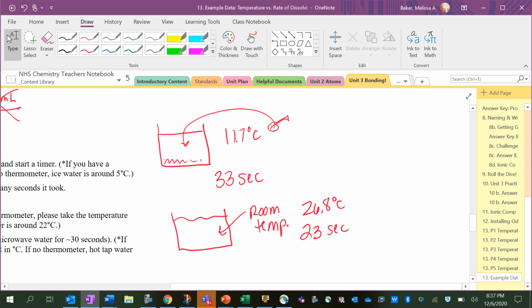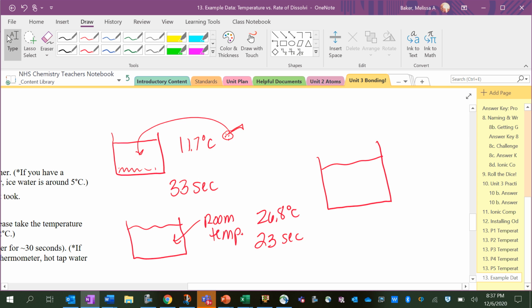Then I let my tap water run as hot as it could possibly get. And for me, when I took the temperature, that was 39.8 degrees Celsius. And that took only 10 seconds to fully dissolve.